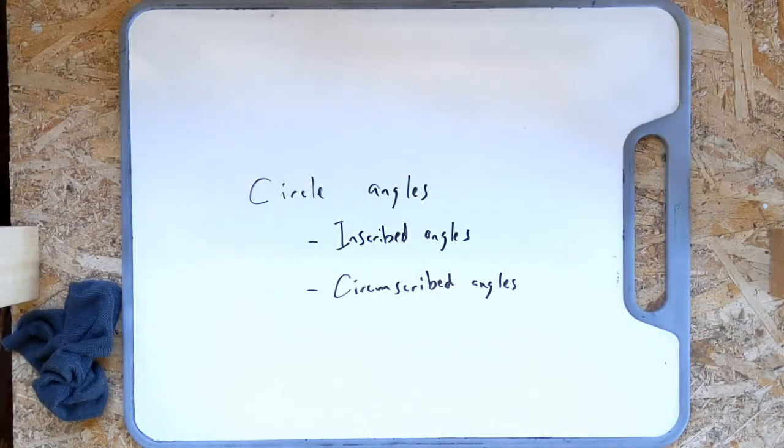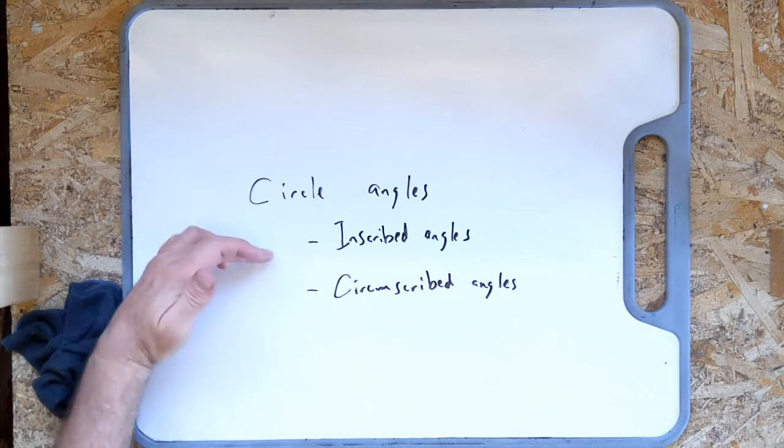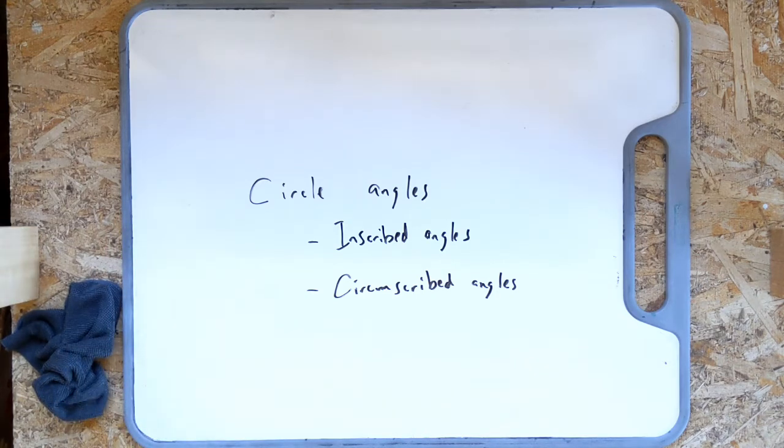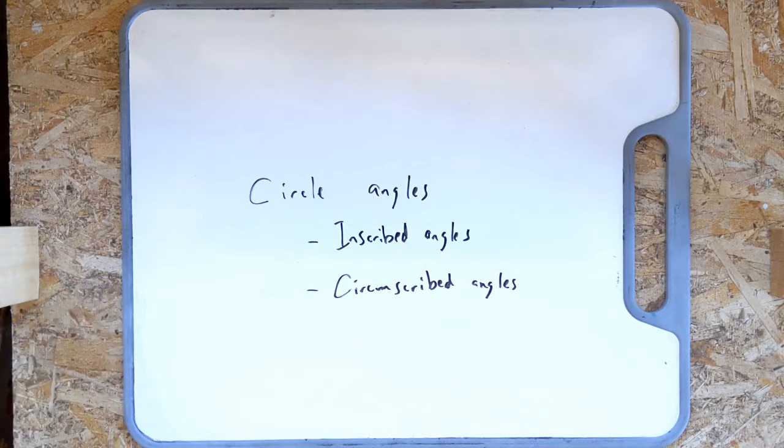The lesson in geometry is on circle angles. I know that doesn't make a lot of sense because circles don't have angles. You'll see what I mean in a minute. We're going to do two things: talk about inscribed angles and circumscribed angles. I'm going to start with inscribed angles.